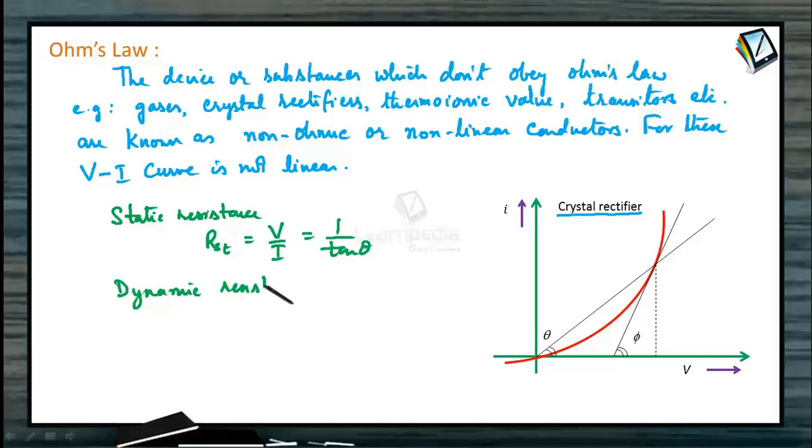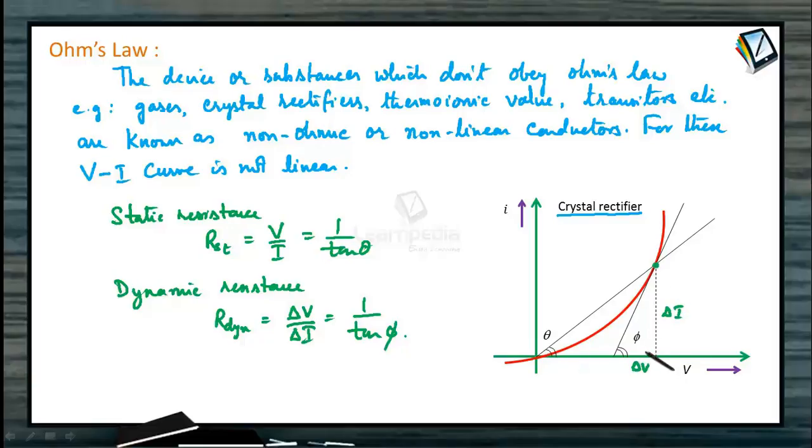Dynamic resistance R dynamic is delta V by delta I, that is the slope taken at this particular point. It will be 1 by tan phi. This is called dynamic resistance. This is called static resistance. So at a point we have taken a slope, that slope delta V by delta I. This is delta V, this is delta I. So delta V by delta I will give you 1 by tan phi.